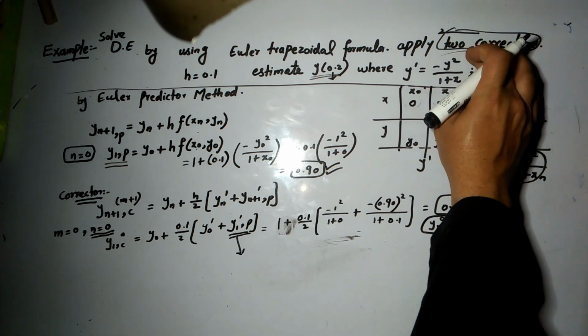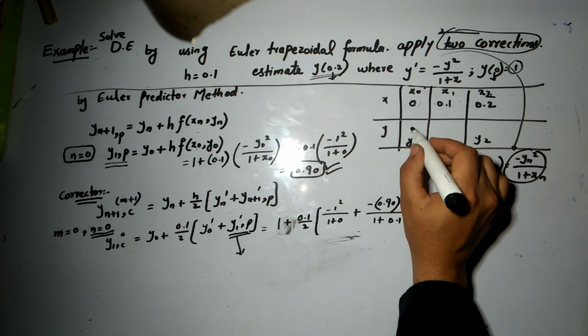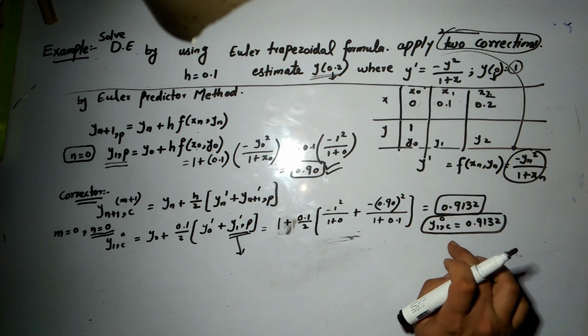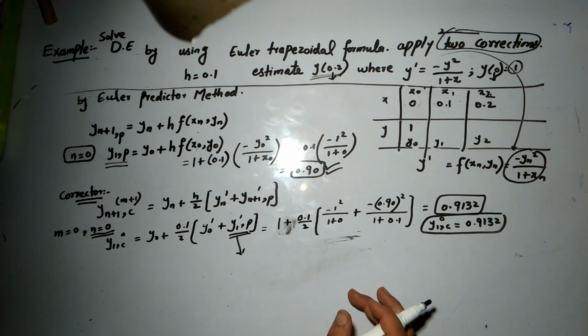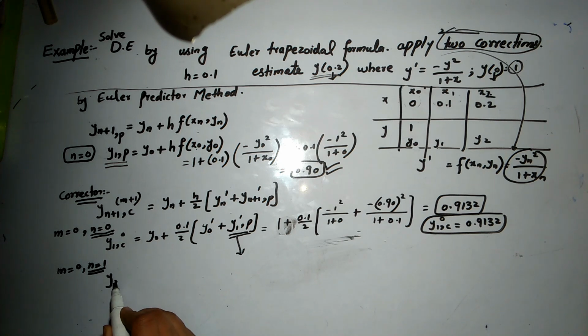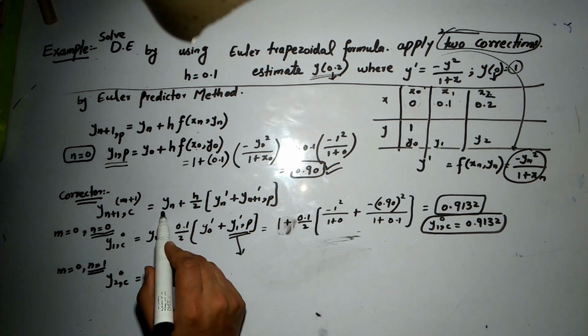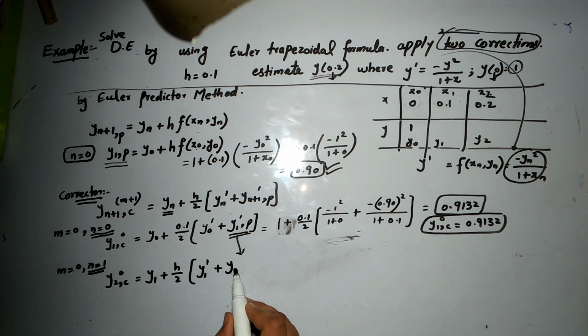So if our question asks for the first correction, we will put this answer here. And if in the question we are asked for two corrections, we will put y2 of c here as the final value. So m is equal to 0 and n will be equal to 1. For the second correction, this will be equal to y2 of c. In this formula n is equal to 1, so this will become 1 plus h over 2 times y of 1 dash plus y of 2 dash p.